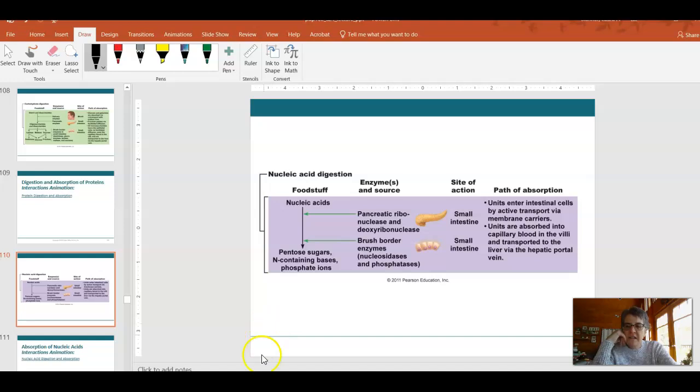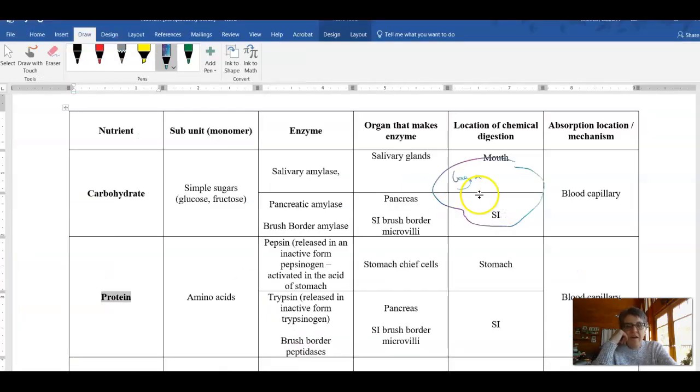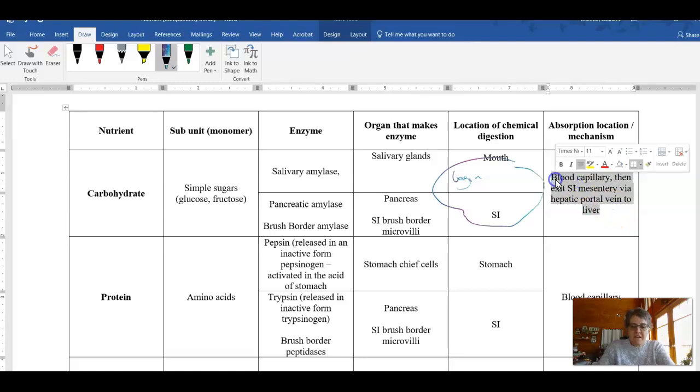Oh, good point. I like that it then says then to the liver via, so let's type that in: blood capillary, then exit small intestine via mesentery, via hepatic portal vein to the liver. Might as well be fancy, right? Yeah, that's cool.